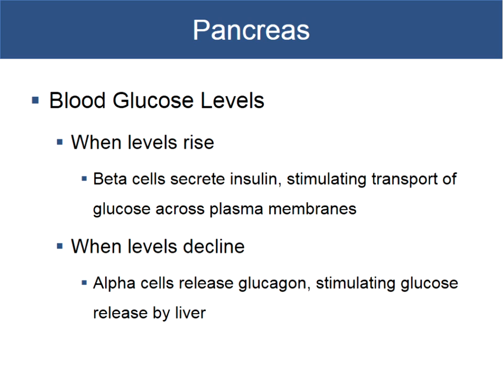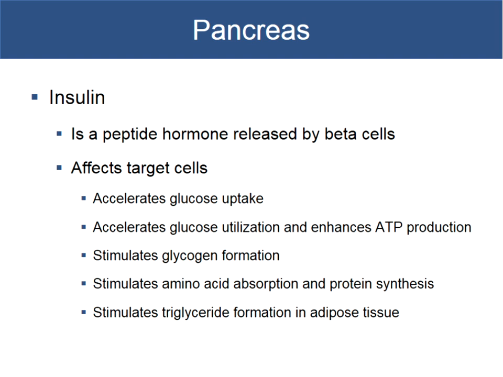Alpha cells, on the other hand, do the opposite. They're going to stimulate glucose release by the liver, so to bring those blood sugar levels up. What are some problems you think you can have if your blood sugar levels get too low? How do you feel when your blood sugar levels get too low? Tired, weak, grumpy, hangry is what my daughter calls it. You're hungry and angry. Yes, exactly. So it's very important to make sure that we have our blood sugar levels stabilized.